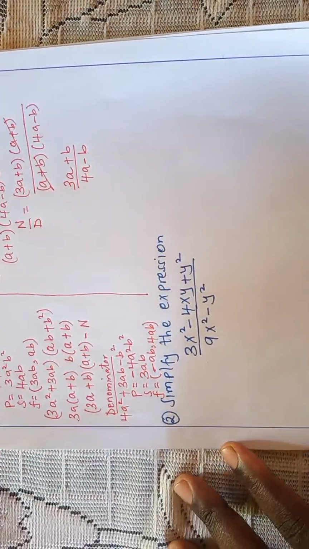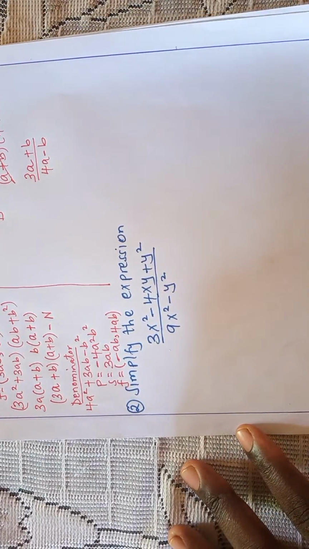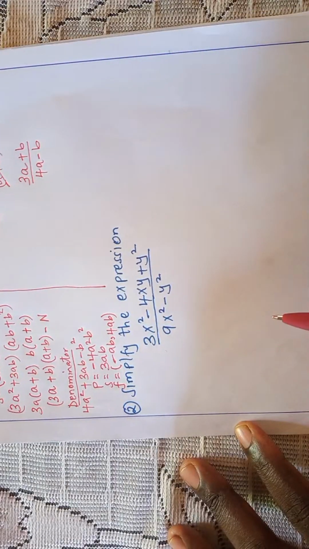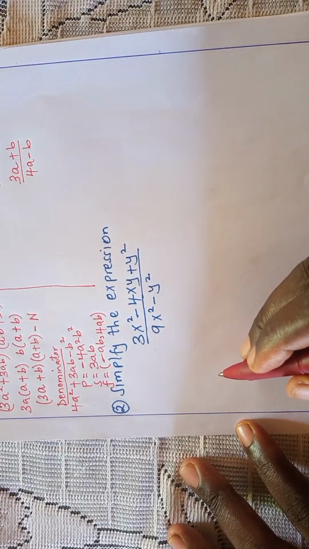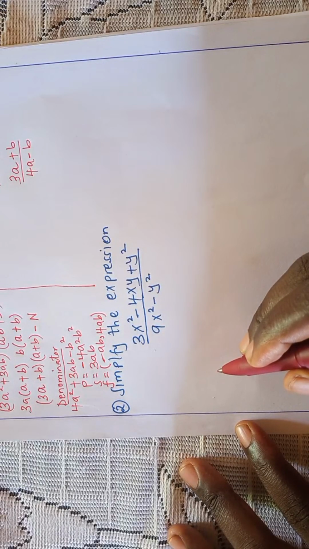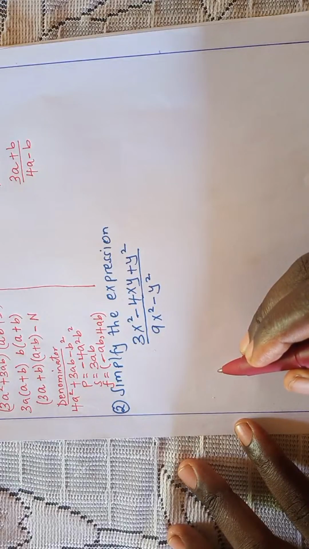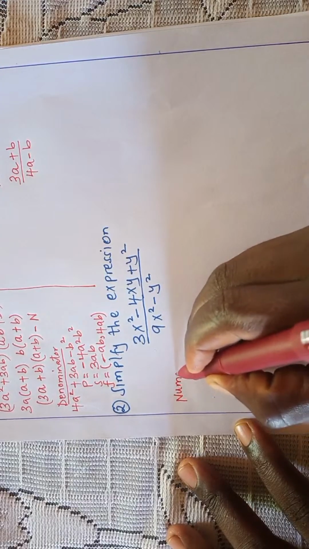Let us proceed to the second equation. To the second question. The second question reads, simplify the expression. We are going to follow the same route in this case, but when you look at the denominator of the first equation, it is not the same as the denominator of the second equation, simply because the second equation denominator is a difference of 2 squares. Now, let us begin with the numerator part.